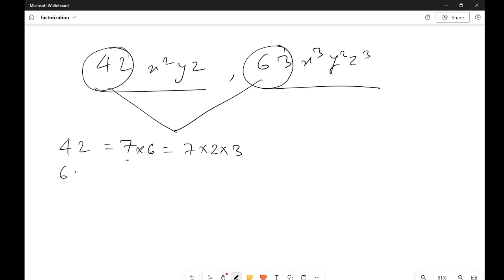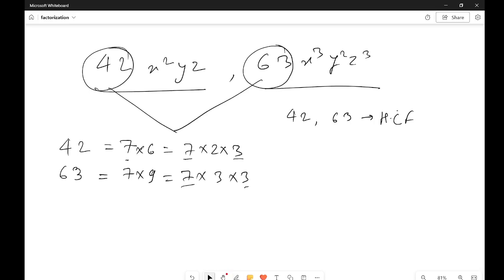In the same fashion, 63 is 7 multiplied by 9, right? Again you can't break 7, but you can break 9 into 3 times 3. So what will be the common between 42 and 63? 7 and 3. So for 42 and 63, your HCF, highest common factor, will be 21.